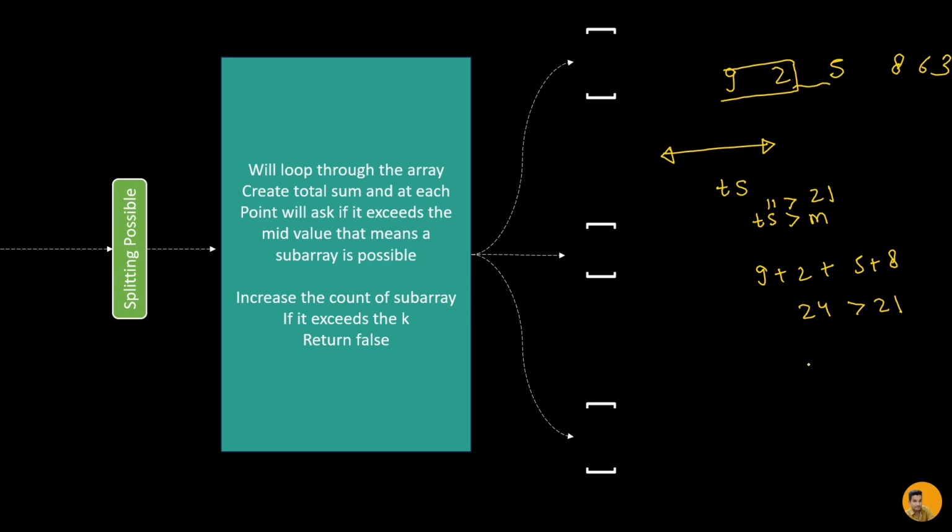Now this means that in a single block you have put too many numbers, which is causing the sum to exceed the mid value. That means you have to create one more subarray, and before that you need to check the subarray count. If it exceeds k, then you return that splitting is not possible. This is much easier to understand while coding. So when I do the program of this, it will be very clear what exactly is happening. So let's directly jump into the coding, and we'll try to understand this portion even more.